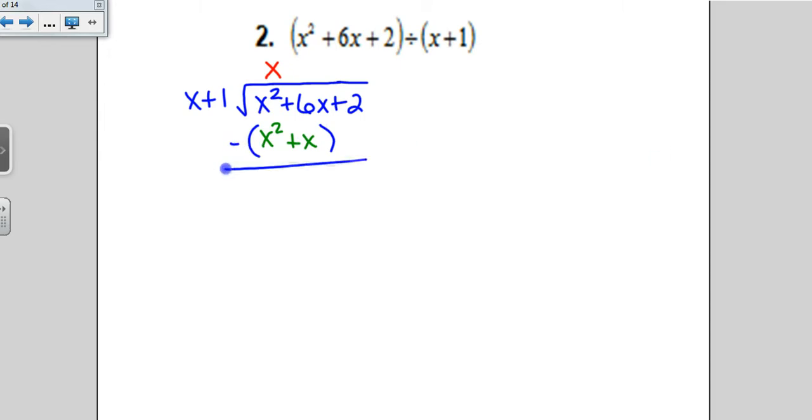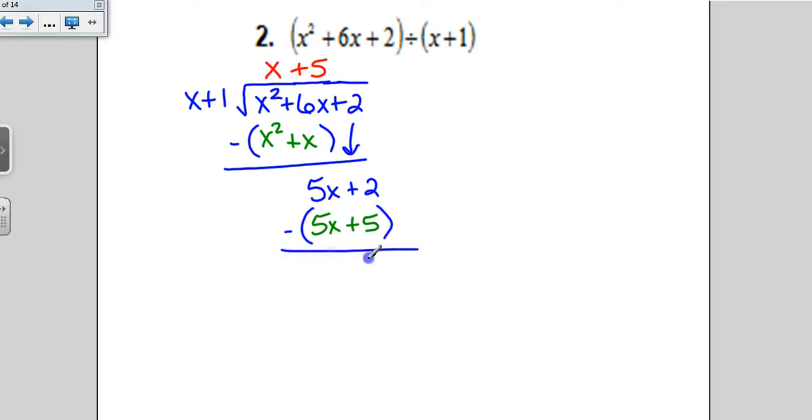So we get no x squareds, they cancel out. 6x minus 1x gives us a 5x. And we're going to bring down the plus 2. And then we divide all over again. So the x divides into 5x 5 times. So I'm going to say, whoops, I wanted that to be red. Plus 5. And then we're going to multiply 5 times x plus 1. We get 5x plus 5. Okay, and then remember, we're supposed to be subtracting these.